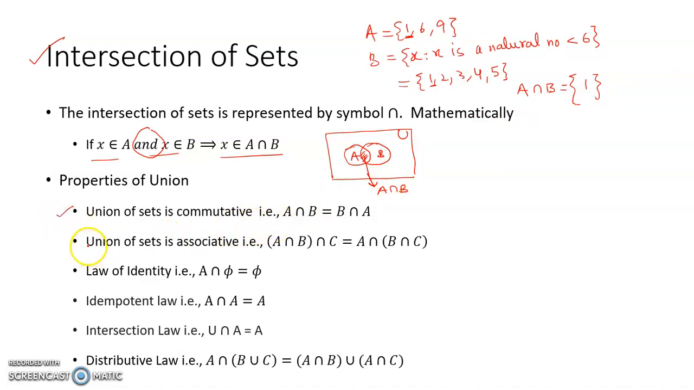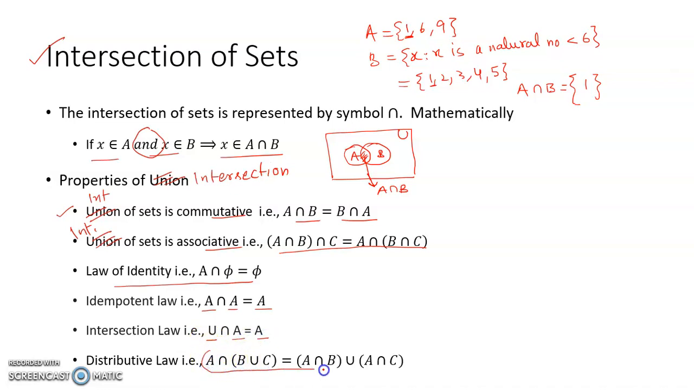Certain properties of intersection. I'm extremely sorry, the earlier ones were for union; this is intersection. This is also intersection. Intersection of sets is commutative: A intersection B is B intersection A. Intersection of sets is associative. The law of identity holds: any set A intersection null set is null set. A intersection A becomes A. Universal set intersection A becomes A.